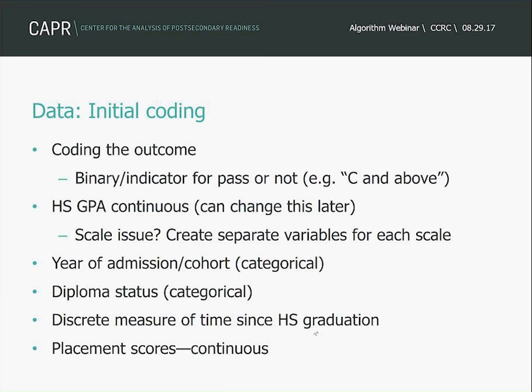Okay, so we also have the cohort, the year of admission for the student. You can observe whether they are in the first cohort of the data, the second cohort, the third cohort, which is useful to separate. Diploma status, so for instance, getting a GED or otherwise. There's the years since high school graduation, which is more or less continuous since it's in years. And then we also included the placement scores. So these are typically the variables that we used in the algorithm and how we coded them up.